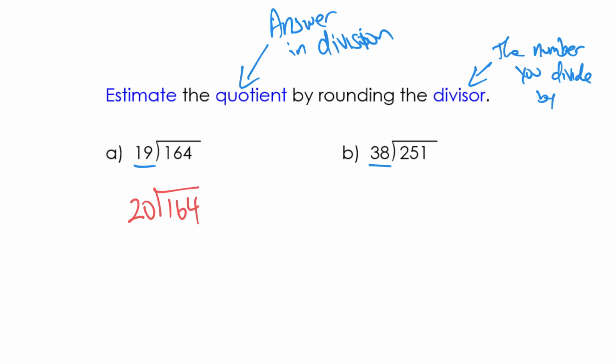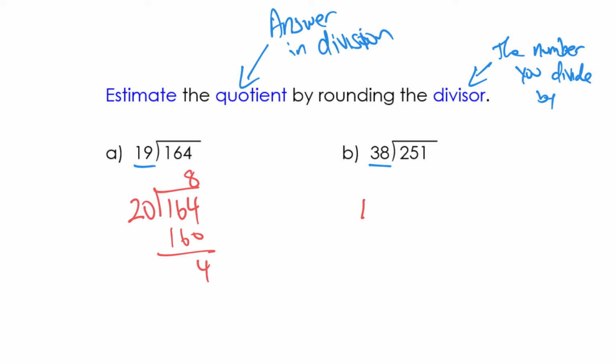20 into 164. So basically, if you look at it this way, how many times does 2 go into 16? So pretend these aren't there. Well, the answer is 8. And there you go, you would have that.